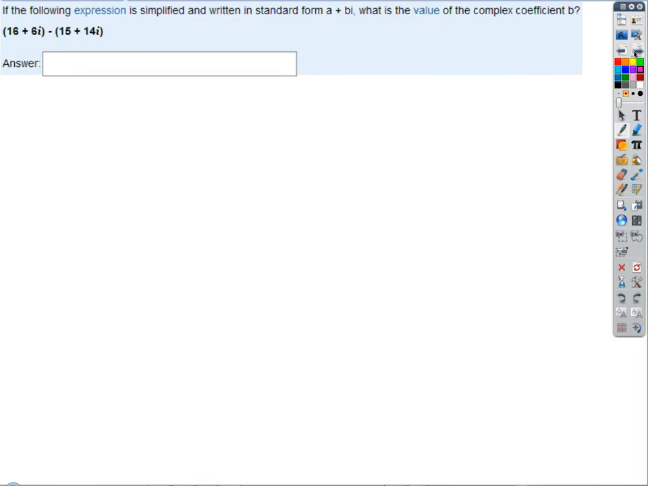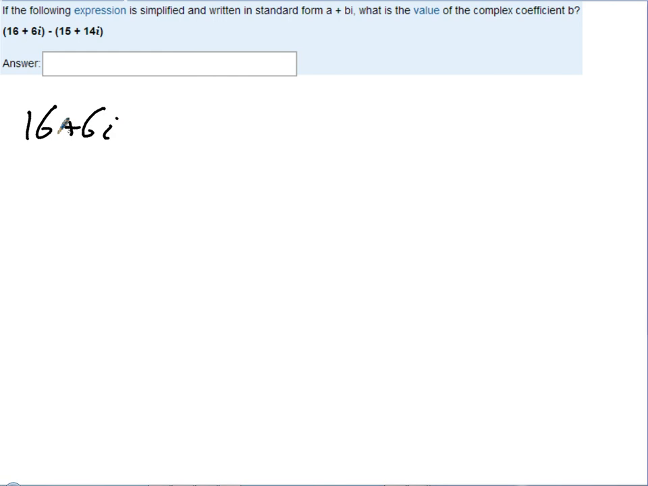Okay, very simple. These are not a big deal. If we're going to simplify 16 plus 6i minus the complex number 15 plus 14i, what's our strategy? If we're adding or subtracting, we're just collecting like terms. So I've got 16 minus 15 is 1. 6i minus 14i is negative 8i. There's my answer.